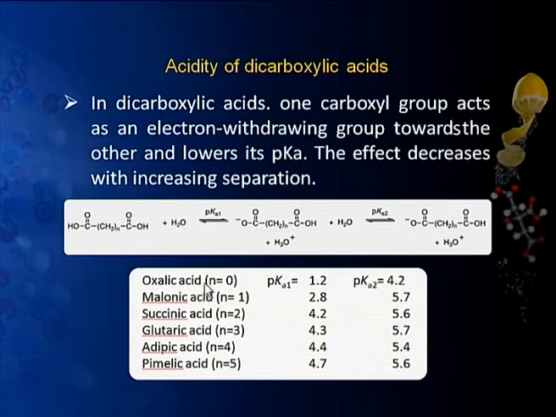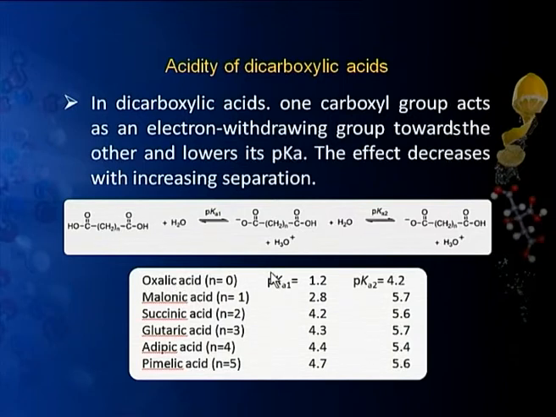We have oxalic acid, malonic acid, succinic acid, glutaric acid, adipic acid and pimelic acid with n equal to 0, 1, 2, 3, 4, 5. This n represents the number of intervening carbon atoms here. In oxalic acid it is 0, the two carboxyl groups are just attached to each other, and then with one CH2, two CH2 and so on.